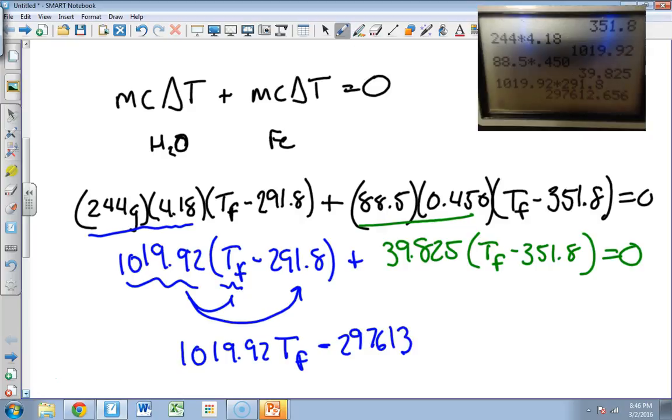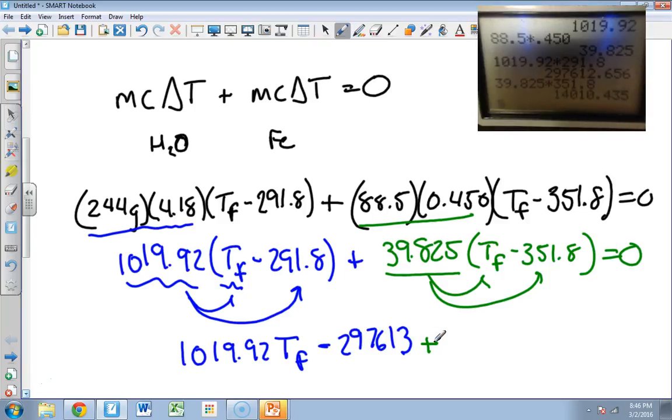Now I'm going to do the same thing over here. I'm going to distribute this and multiply, distribute that and multiply. So that's going to be plus 39.825 times 351.8. When I multiply that, you get 39.825 TF minus 14,010. I'll just round it there, and all of that equals 0.